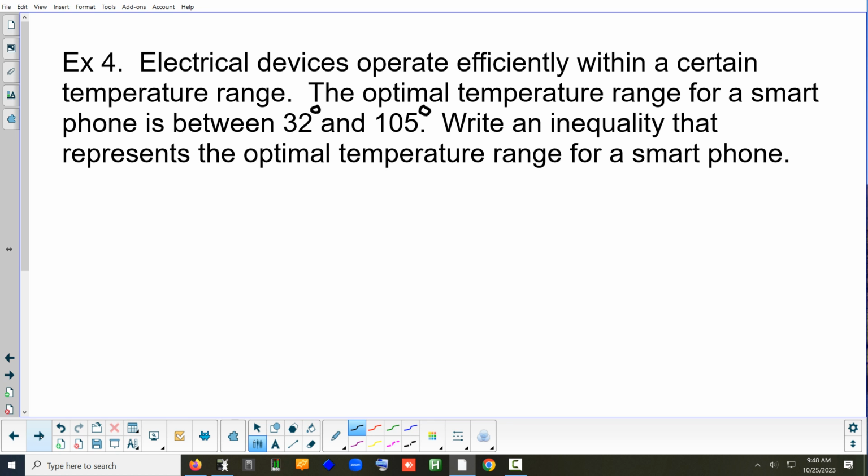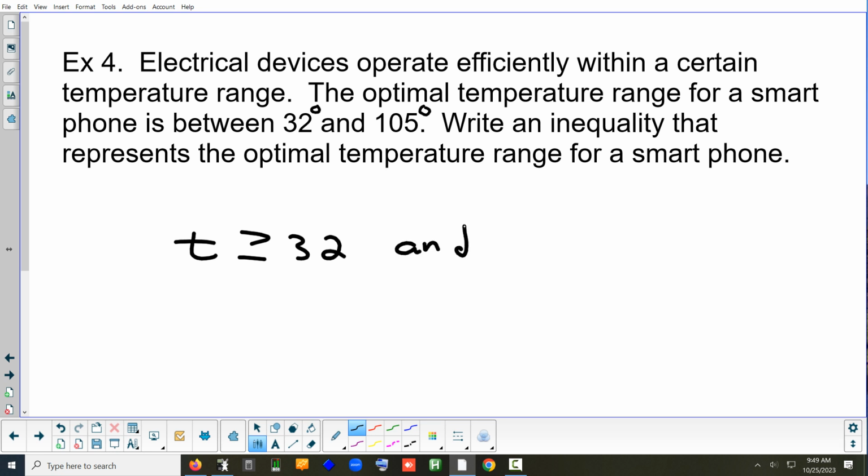Well, the first thing we need is a letter. What letter should we use to represent the temperature of the phone? T. So we'll use T for temperature. And what's one thing that we know about the temperature? Let's start on the cold side. We want to make sure that the temperature is what? Between 32 and 105. So what does that mean about 32? You can't be lower than 32. Can't be lower than 32, so that means we want it to be greater than or equal to. Exactly. We want the temperature to be greater than or equal to 32.